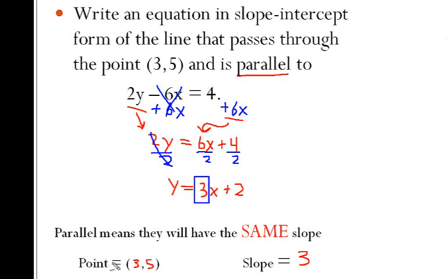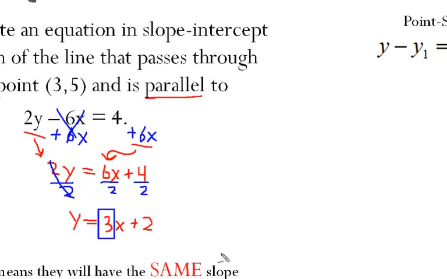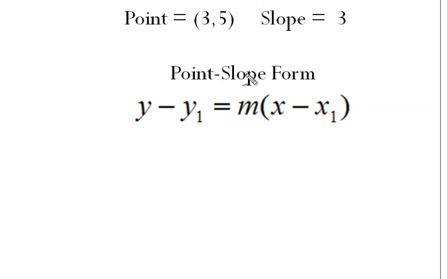Alright, so now I have a point, I have a slope. So you should know we can use point slope form. All we're going to do is plug in these values and figure out what our equation is. Alright, so I have y minus y1, my y1 is 5, equals m, my slope is 3, x minus x1, my x1 is 3.